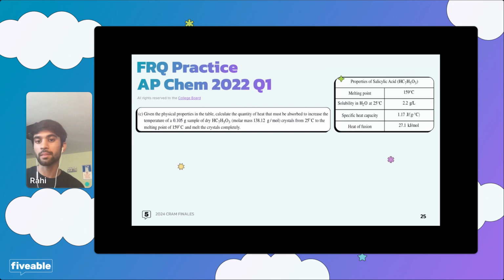And then we also have a little properties list over here, but that also gives us a lot of constants. It gives us the specific heat capacity, 1.17 joules per gram Celsius, and the heat of fusion, which is 27.1 kilojoules per mole. And I would encourage you to look at the units and pay attention to the units and notice that the specific heat capacity is given in joules as part of the units, and a heat of fusion is kilojoules. So those are different. Okay.